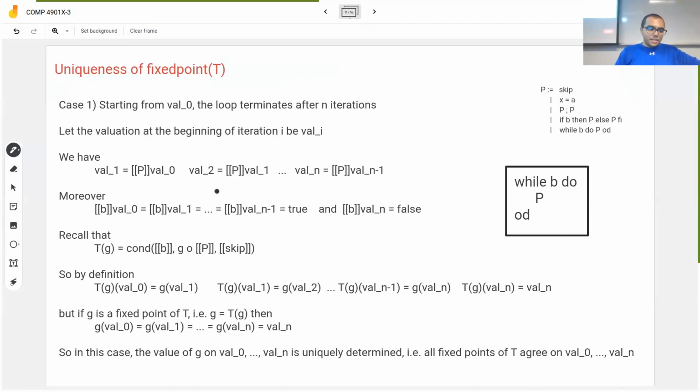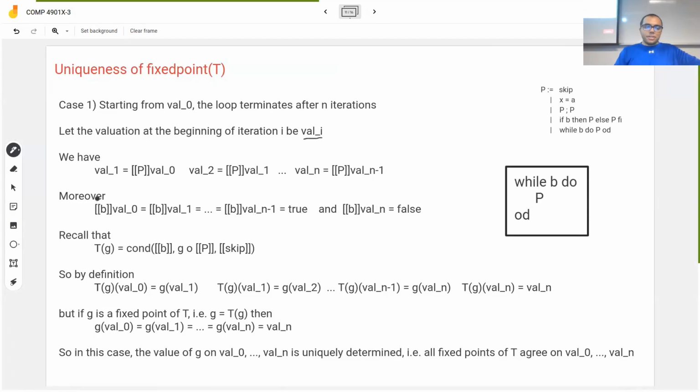Kind of the simplest case is when my loop actually terminates after n iterations. Okay. So I'm going to denote the valuation of my variables at the beginning of iteration i by val i.